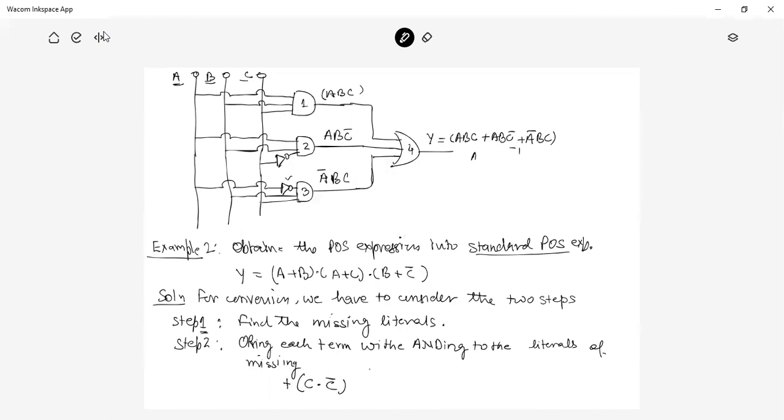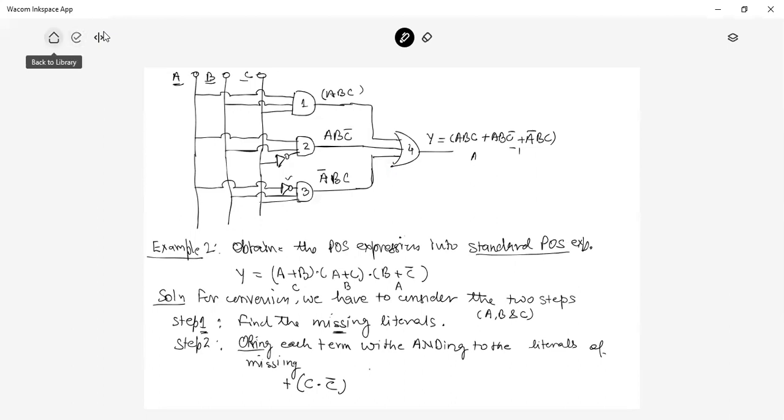Step 1 is to find out the missing literals. Missing literals means the total inputs are A, B, and C. In the first term A plus B, C is missing. Here A and C, so B is missing. Here it is B and C, so A is missing. So what is the ORing? ORing each term with ANDing of the literal with its complement. So here it is first ANDing C with C bar and then ORing.